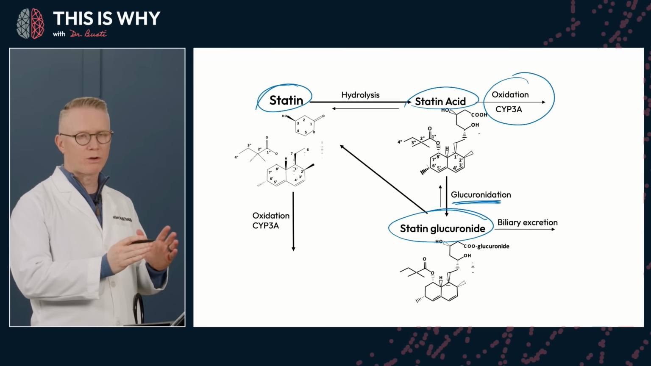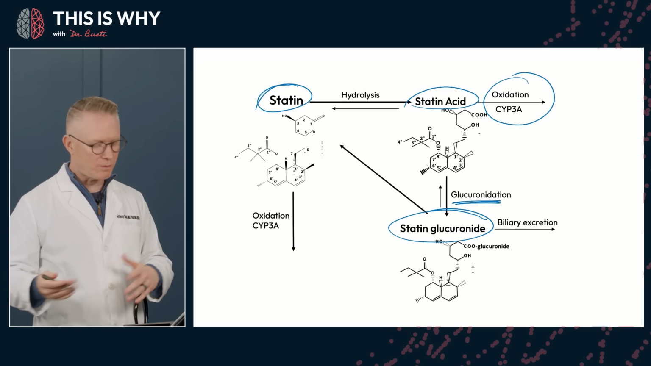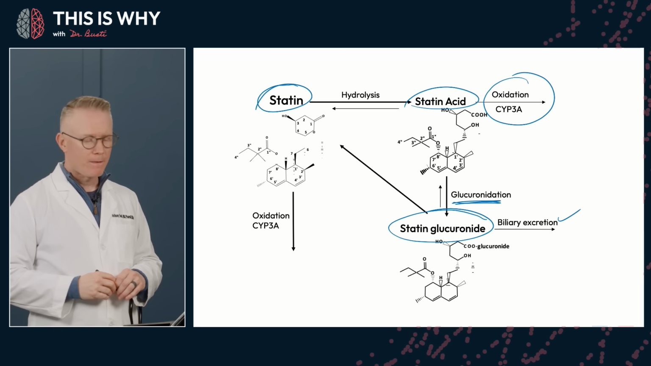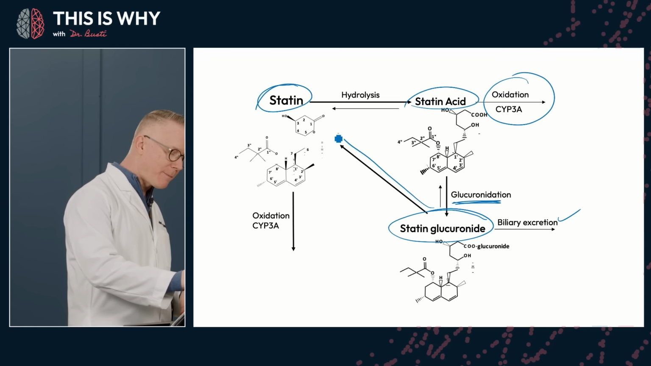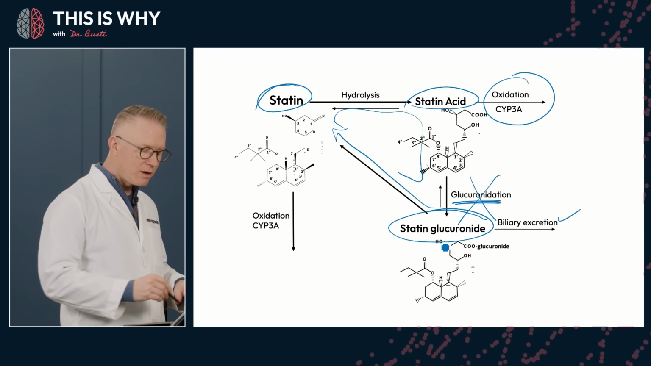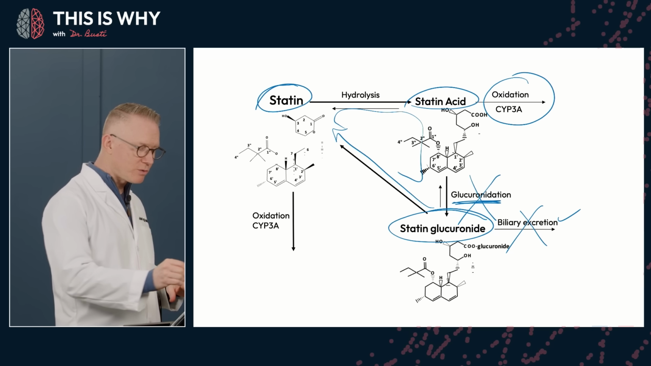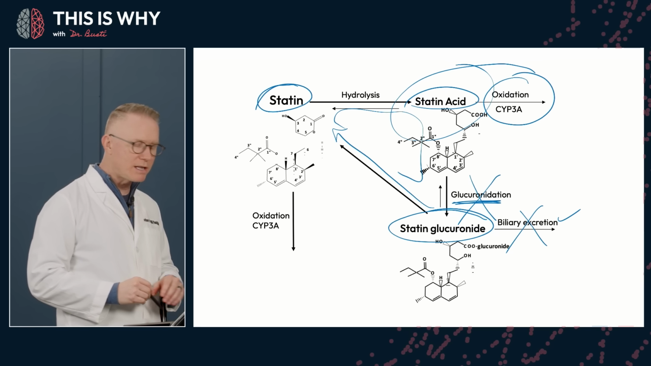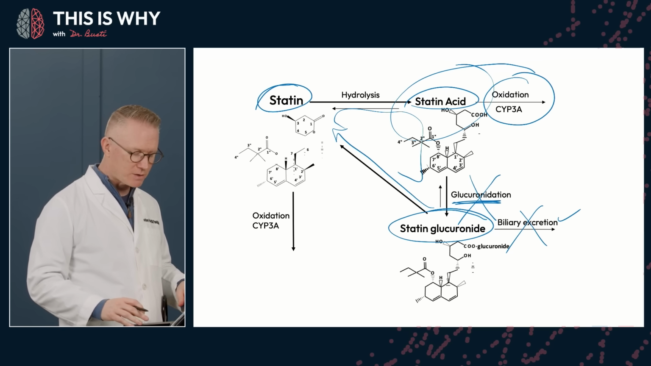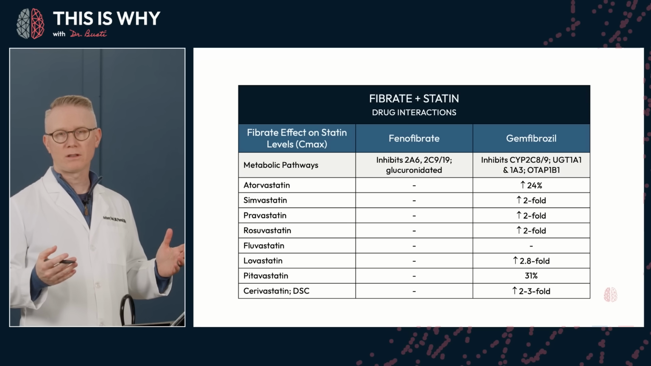Remember, the purpose of a glucuronide is to conjugate it to make it more hydrophilic to help it be excreted. One of the main ways it's excreted is in the bile, but it can go back up here and recycle itself. Drugs that impair glucuronidation would decrease biliary excretion, which would increase the concentrations of these components and put you at risk for side effects. One of the drugs classically known to do that is gemfibrozil.